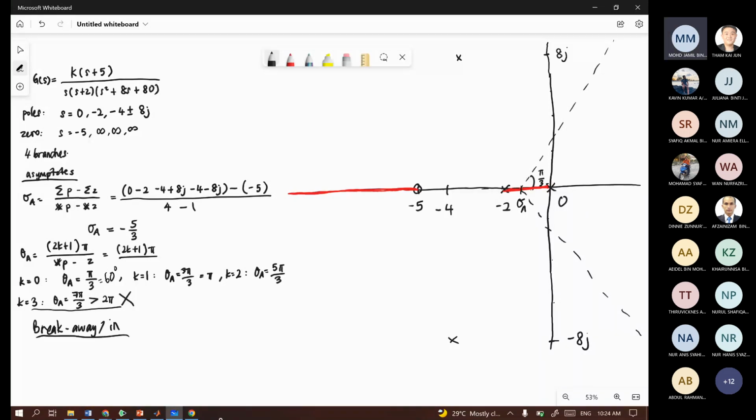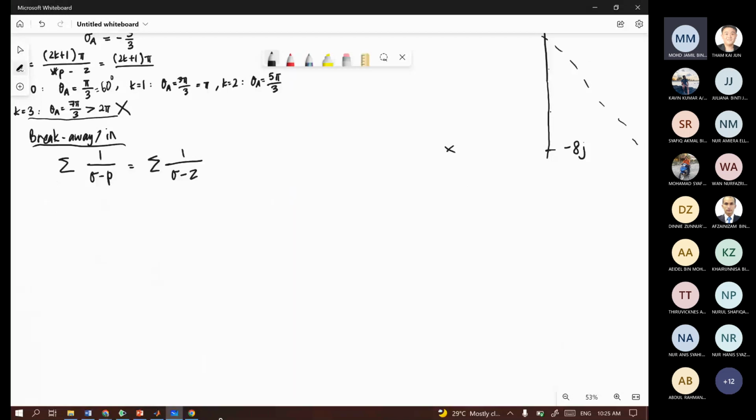So again, the formula is the summation of 1 over sigma minus the poles equals the summation of 1 over sigma minus the zeros. Then you can substitute. So the first pole is 0, plus 1 over sigma plus 2, plus 1 over sigma plus 4 minus 8j, plus 1 over sigma plus 4 plus 8j, equals 1 over sigma plus 5.